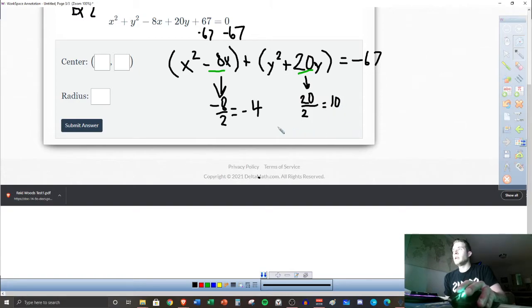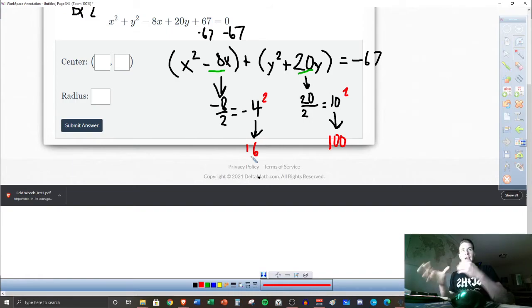And then we just have to square them. So this gets us 16. Let me write that in red just because that's what I showed last time. So we'll do 16. 10 squared is 100. All right, so we take those values, we add them to their corresponding x or y, and then they have to also go on the right side.